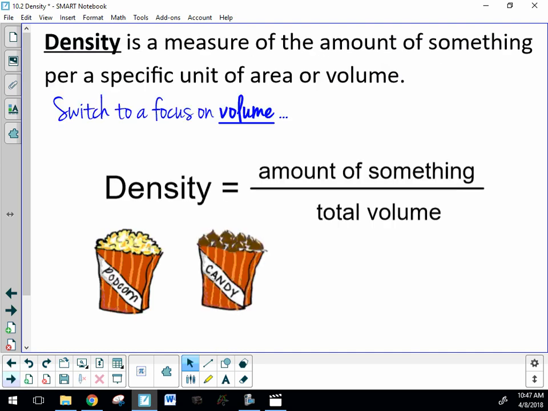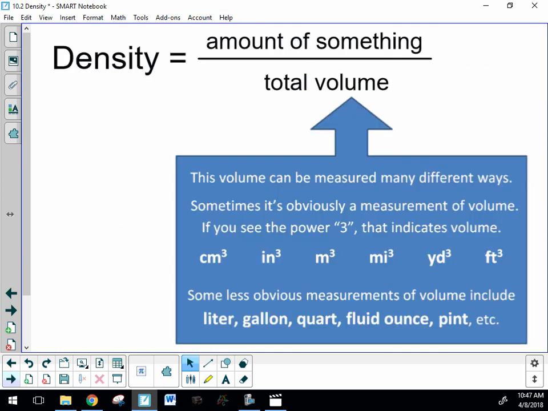Okay, so we're going to switch now to volume densities. They work essentially the same way. It's just that we're trying to figure out not the density of the area, but the density that's filling a 3-dimensional space instead of a 2-dimensional space. So the formula and everything works the same. We're just going to be dividing by a volume now instead of an area.